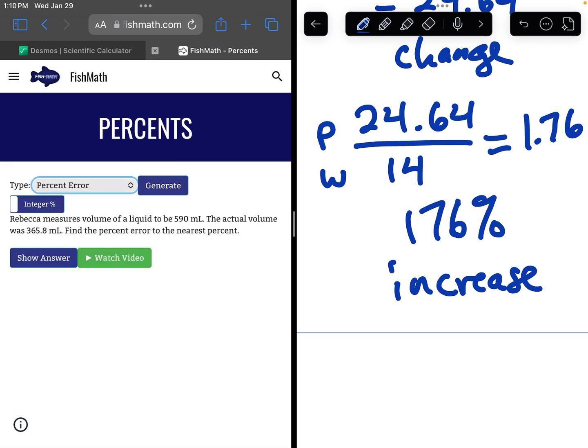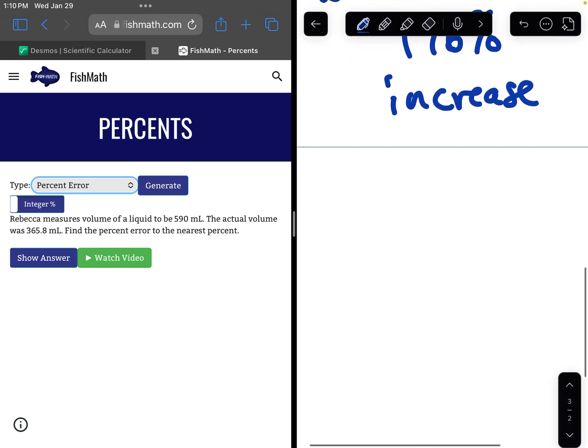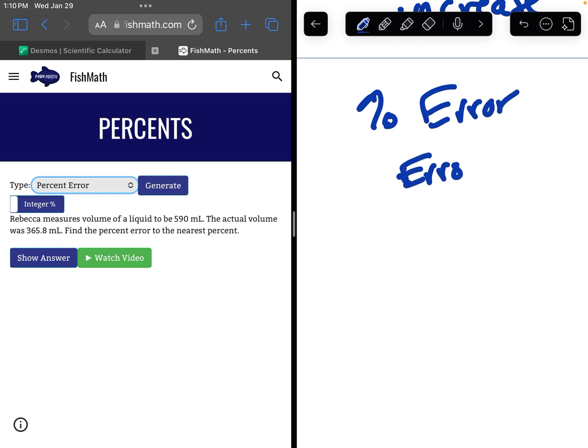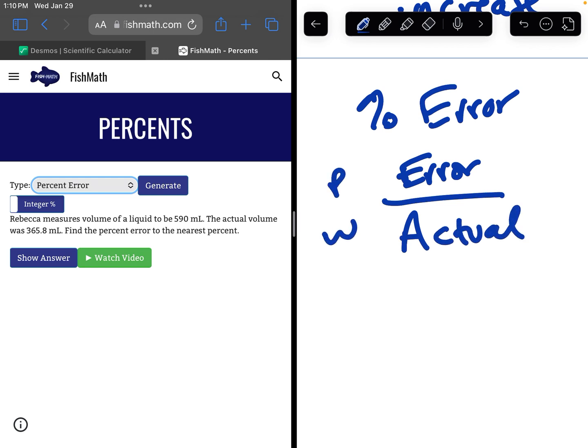Percent error is actually kind of similar. It involves a change. The only difference is we're going to be looking for the amount that it changes by divided by the actual amount. So it looks very similar, but for percent error, it's the error, which is, again, just the difference, divided by the actual for our part over whole relationship.